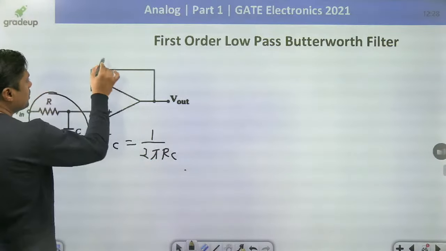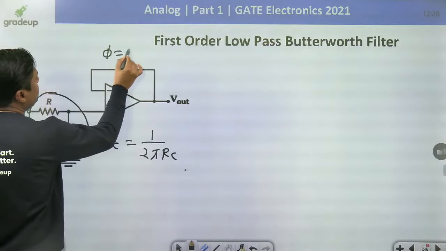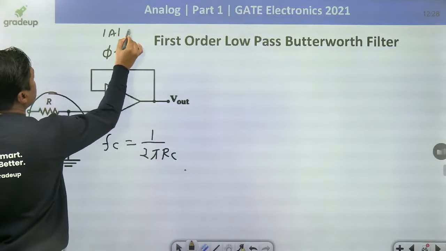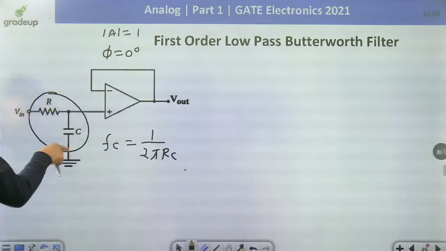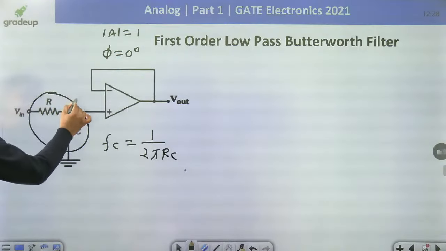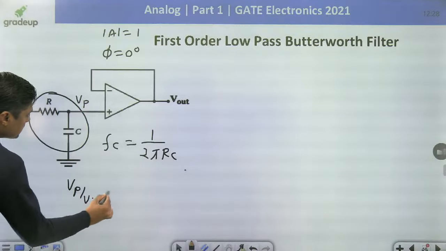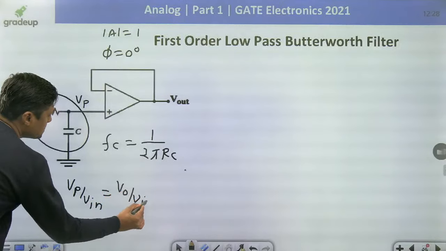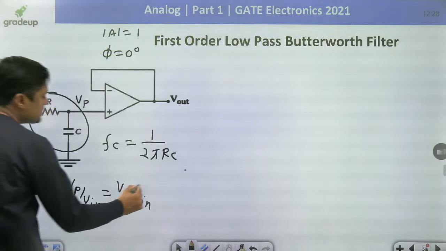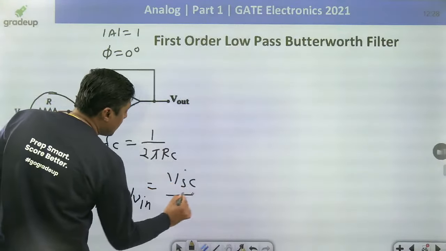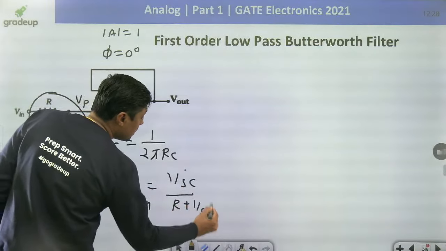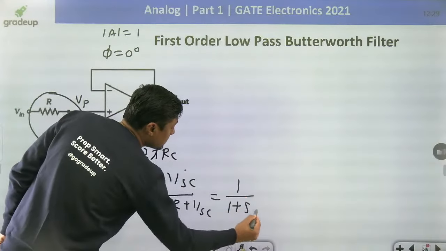What is the gain of this voltage follower? Always remember, the phase shift is 0 and the gain of this voltage follower is 1. That's why the gain of the system is decided by this value. Always remember, you have to find the value of Vp at this point. And what is Vp by Vin? It is nothing but V0 by Vin, because Vp is nothing but V0. And this is nothing but 1 by sC upon R plus 1 by sC, and that is 1 upon 1 plus sCR.